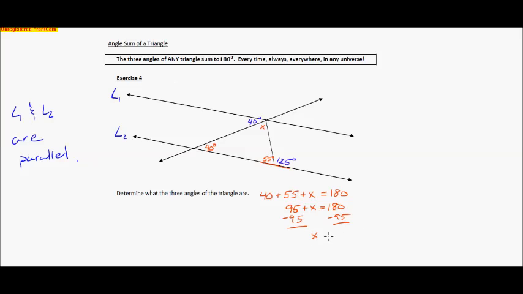You're thinking? That is 85 degrees. Okay? So X is equal to 85 degrees, that angle right there. Okay, so I've got my three angles of my triangle.